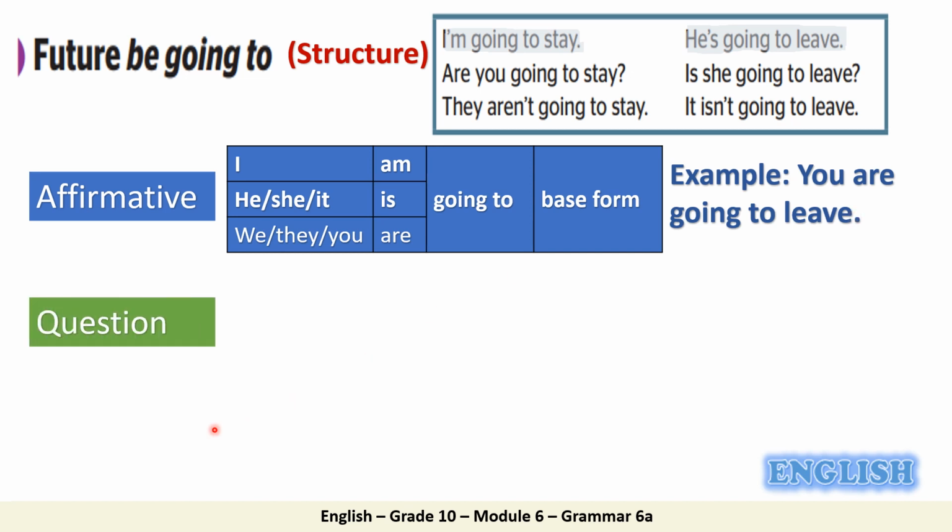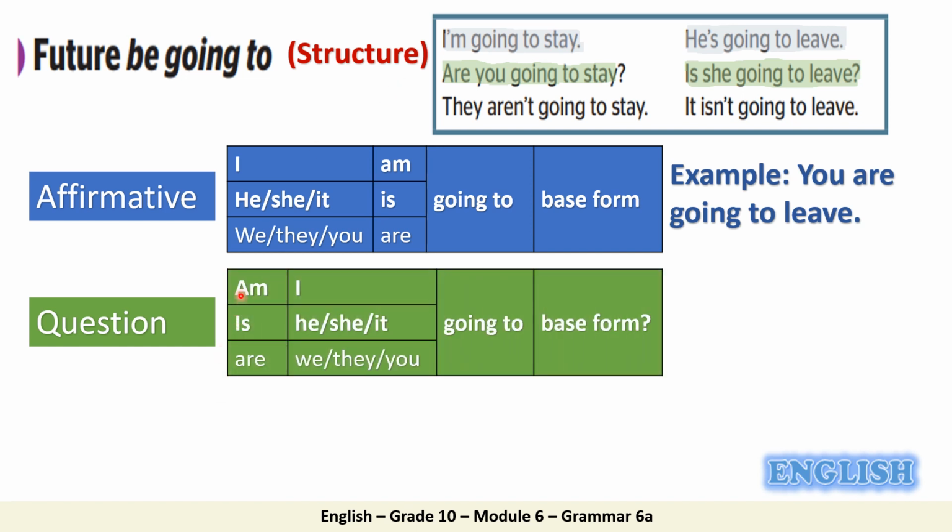The next one is the question. Can you try to extract the rule from the examples we have here? Pause and try it out. Let's check it out. The rule is verb to be plus subject plus going to plus base form, and don't forget the question mark. For example, is he going to leave? As I said, verb to be plus subject plus going to plus base form. Well done.